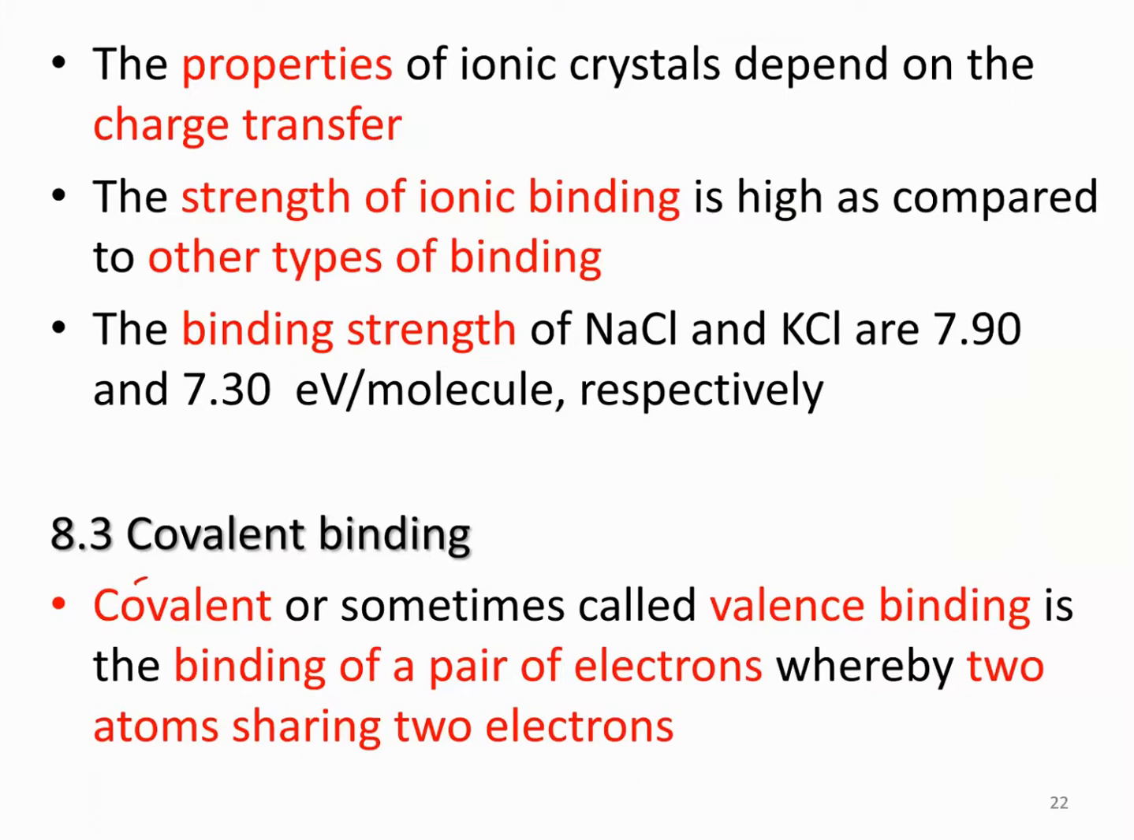And the second type of chemical binding is the covalent binding. The covalent binding sometimes we call valence binding. This is a binding of a pair of electrons whereby two atoms share two electrons.